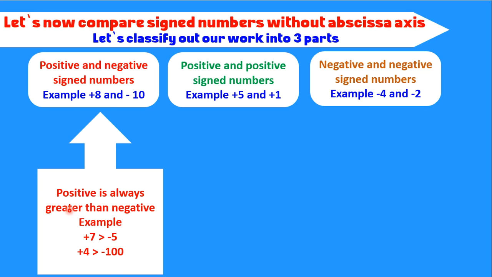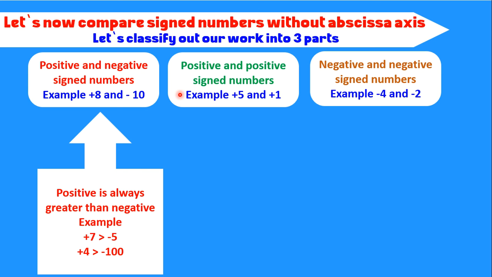Positive and negative signed numbers. Positive is always greater than the negative. So any positive signed number is greater than any negative signed number. Example, plus 7 is greater than minus 5. Plus 4 is greater than minus 100.